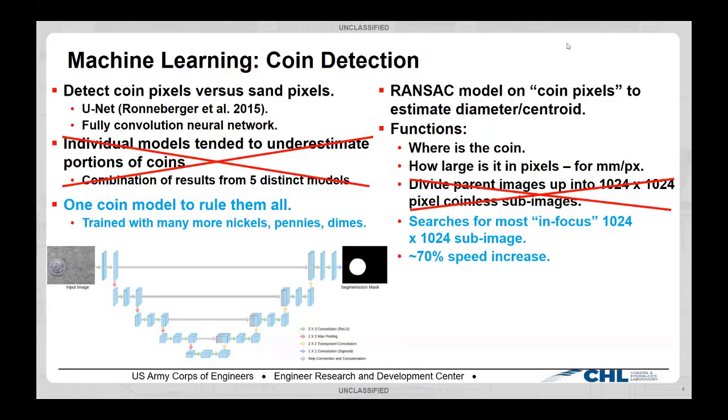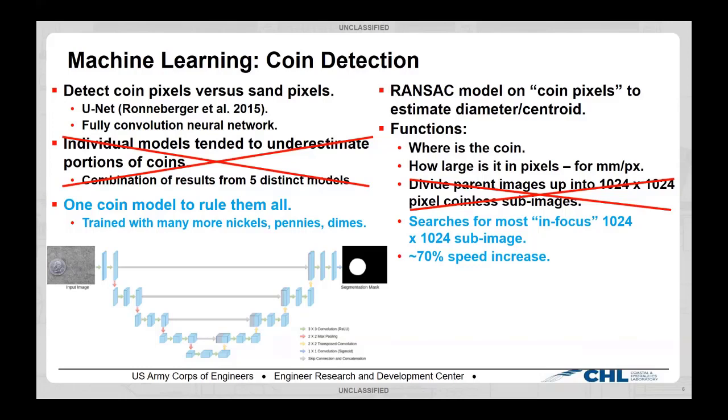Once we have our coin pixels detected, we run a random sample consensus model on the coin pixels to estimate the diameter and the centroid. That has not changed. The purpose of this model has also not changed. We're trying to figure out where the coin actually is so we can crop it out, and how large it is in pixels, and that's how we convert from physical space to pixel space.